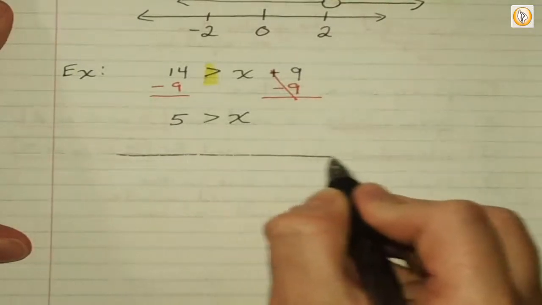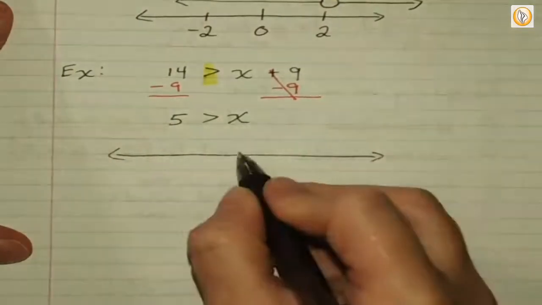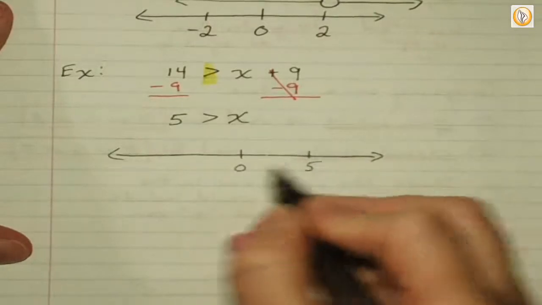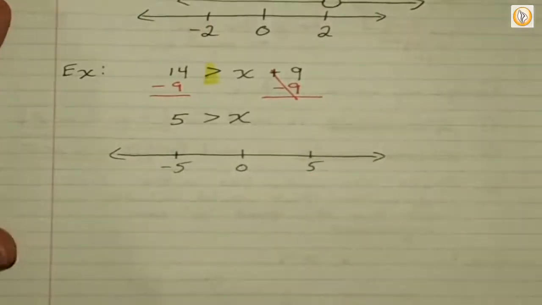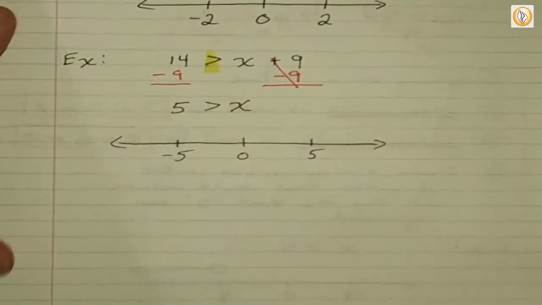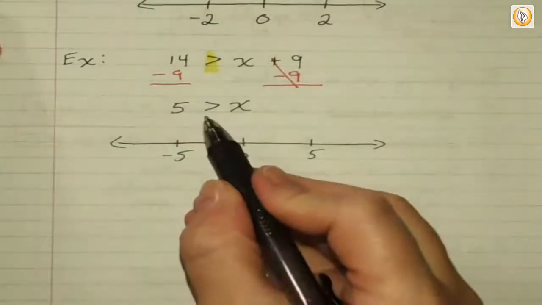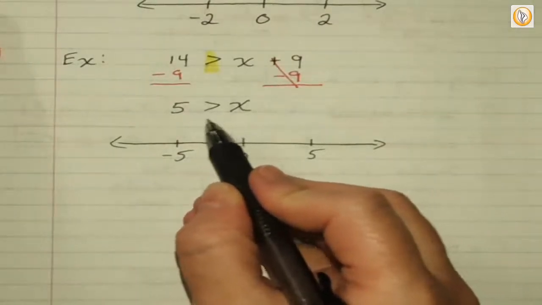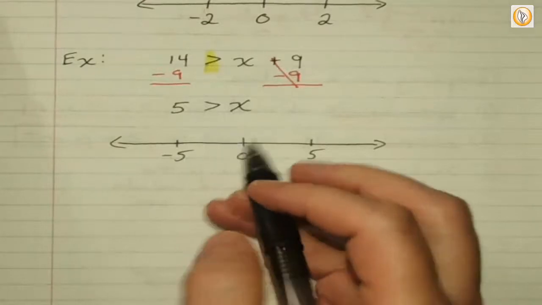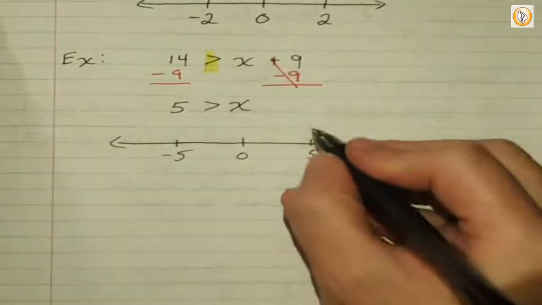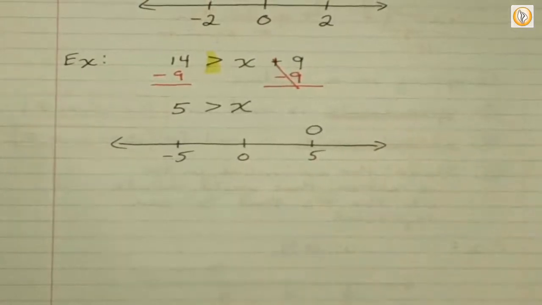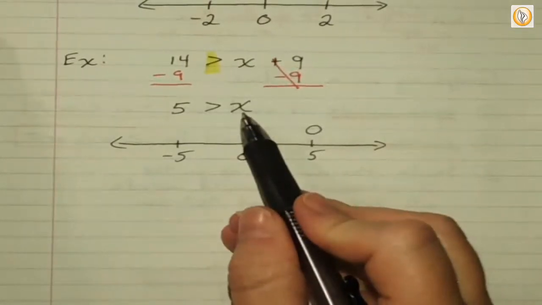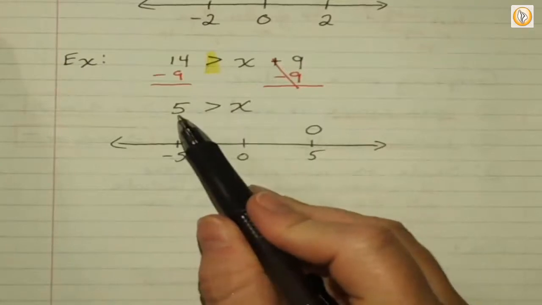So I have my number line. I have my 0, and I have my 5 and my negative 5. Madeline, once you have this written down, open or closed circle? Open, because the inequality does not have an or equal to thing here. So this is an open. It's a positive 5, so I'm going to put it right over there. So this is saying x can be any number less than 5.